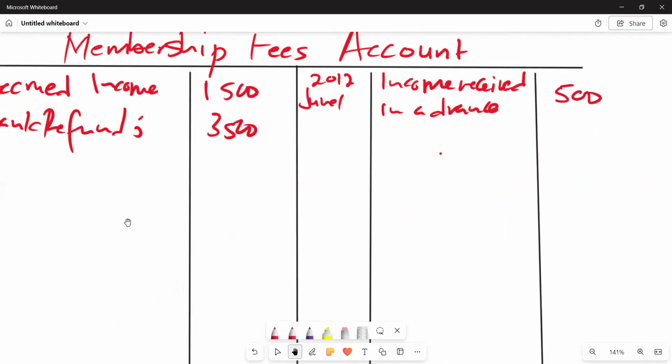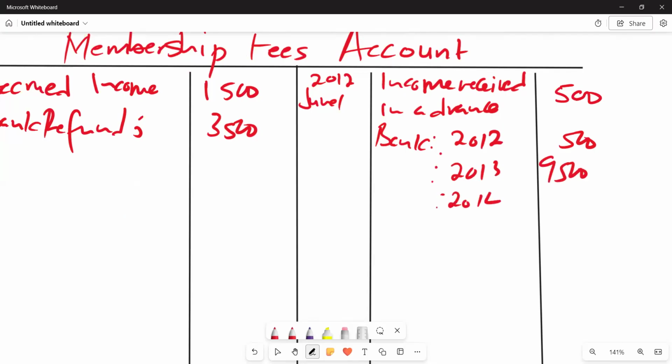So we are just saying bank, then we start with 2012, whereby we are having our 500. And then also we have 2013, where we are having our 9,500. And then we have 2014, where we are having our 2,500. So this is what we have.